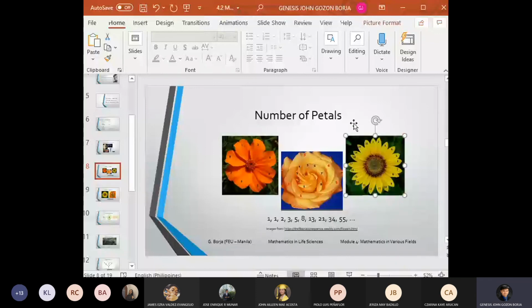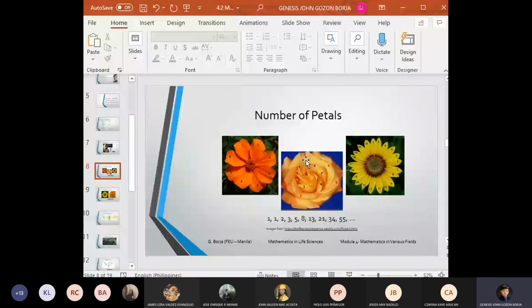So if we look again at this sunflower here, the number of the petals is 21. So again, this is a term in the Fibonacci sequence. So in fact, the number of petals are really close to terms of the Fibonacci sequence. But most of the time, they are indeed terms or numbers in the Fibonacci sequence. Pero kung hindi man, malapit.